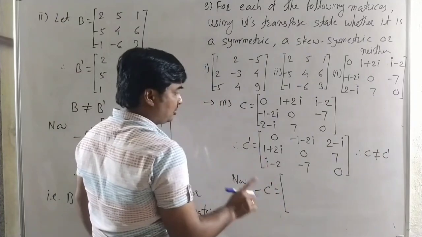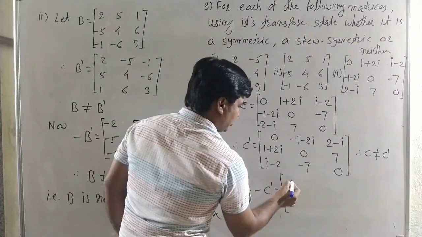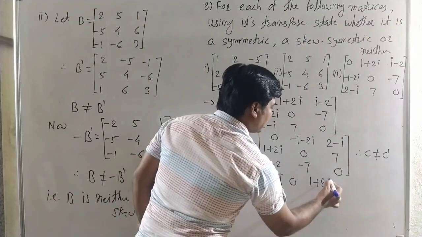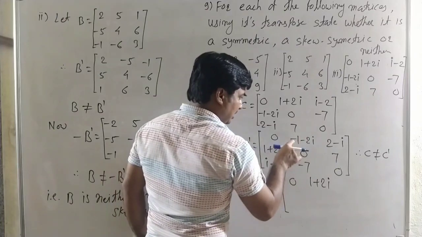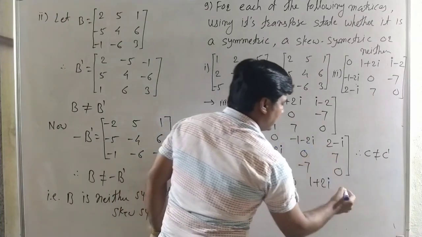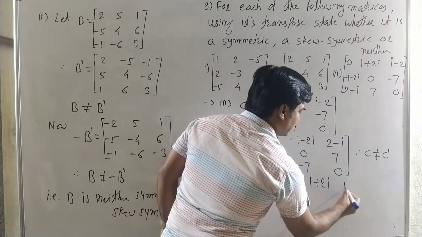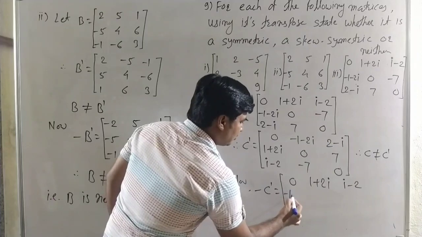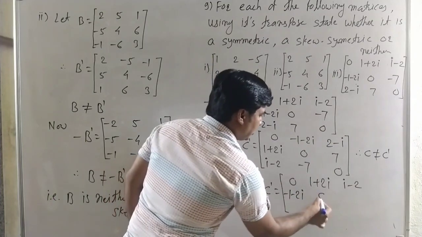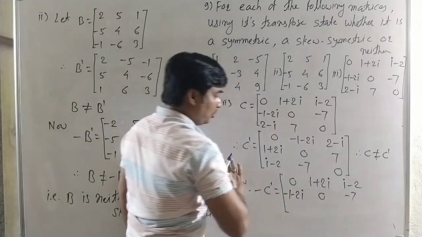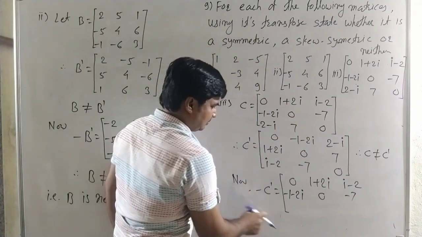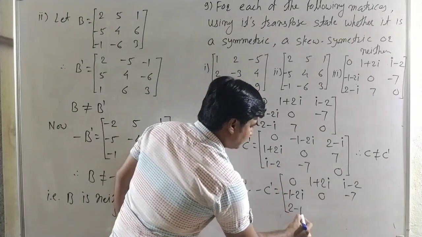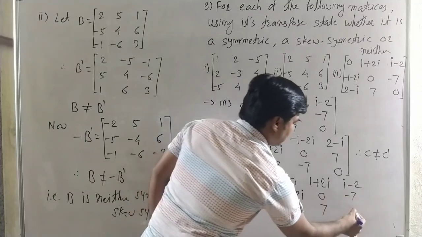See carefully. Minus of C dash. We multiply every element by minus. Here it is 0. We multiply this by minus, therefore it is 1 plus 2i. When we multiply minus by minus, it is plus; when we multiply plus by minus, it is minus. Therefore it is minus 2 plus i, that means i minus 2. Here, multiplying by minus, it is minus 1 minus 2i. Here it is 0. Now again, minus plus, that means 2 minus i.